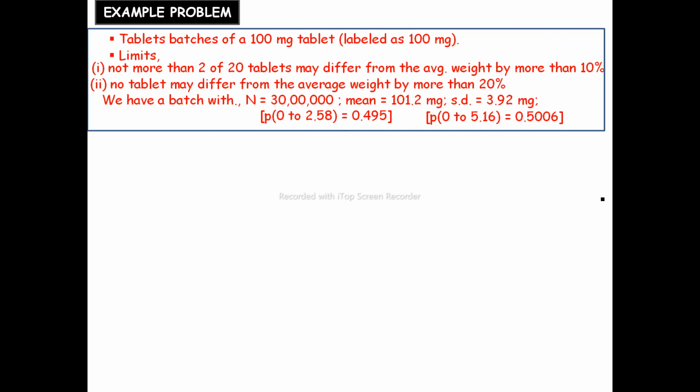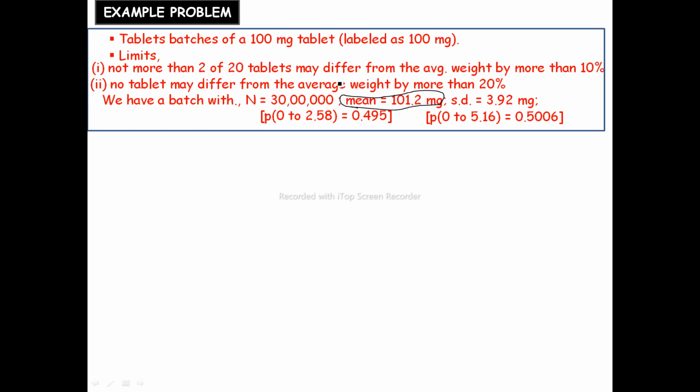Now, first of all, we need to understand this question, then only we'll get to know. What we are doing over here is that some tablets are being manufactured. And what is the weight of the tablet? Each tablet is weighing 100 mg. But over here, the mean is also given. The mean value you can see, mu, is 101.2.